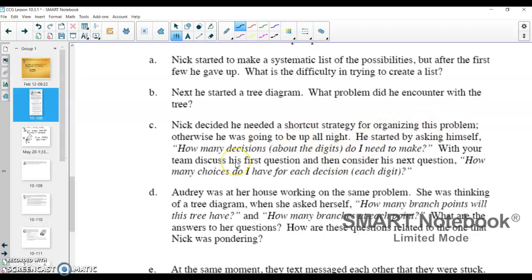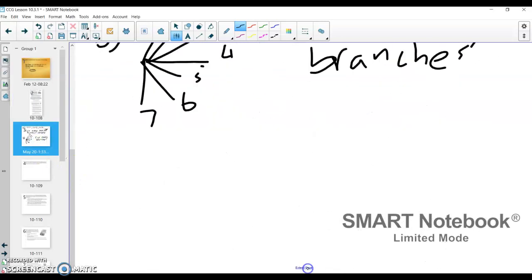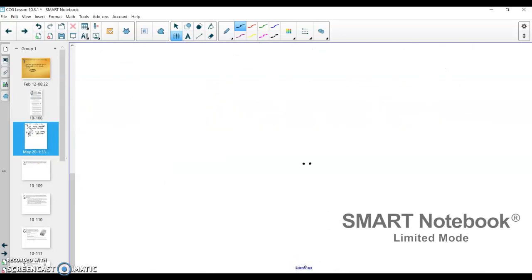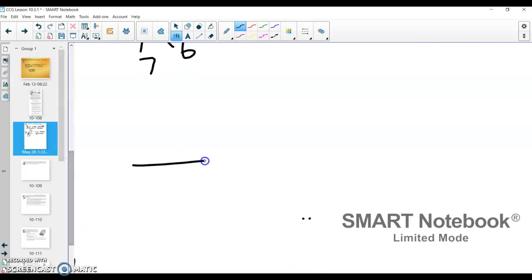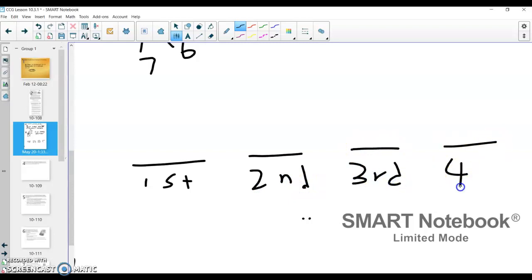He started to ask himself, how many decisions about the digits do I need to make? And with your team, we need to discuss this first question and consider the next one. How many choices do I have for each decision, so each digit? And so the way that I see this problem is that we have 4 decisions to make. We have a decision for the first digit, the second digit, the third, and the fourth. We have 4 decisions being made.